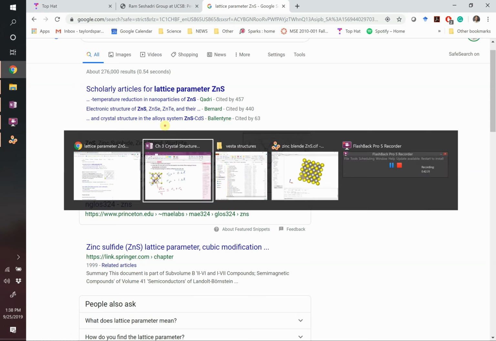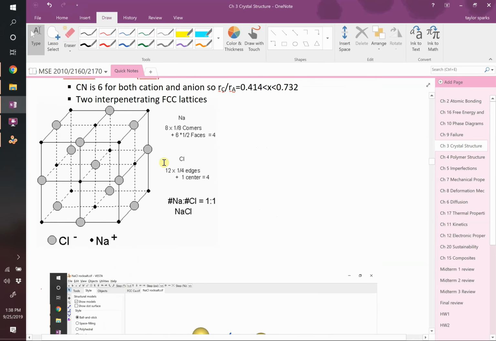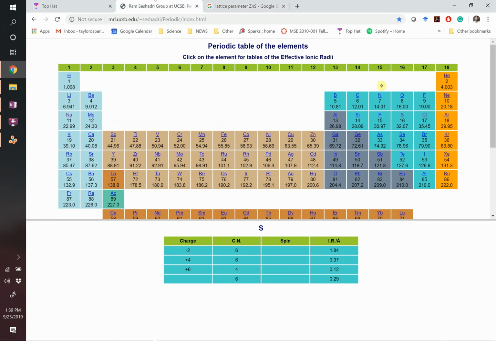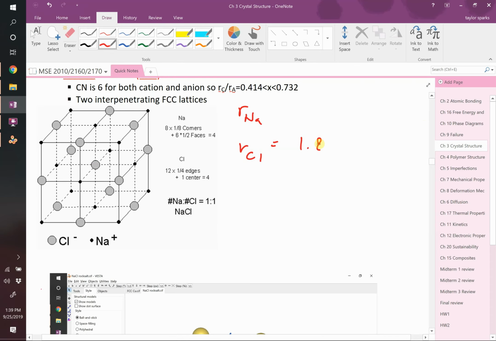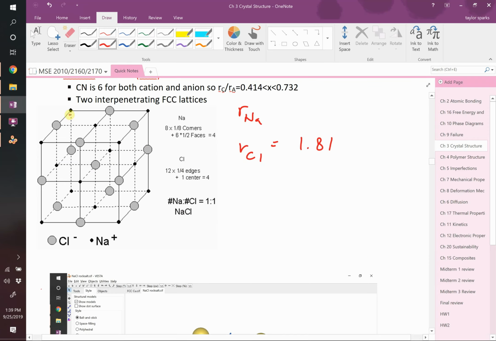Let's do another example. Let's do a simpler one. Let's go back to sodium chloride. Tell me what the lattice parameter of sodium chloride should be. Work this out with your neighbor. I'll remind you that the radius of sodium and the radius of chlorine. Chlorine was, let's double check it, chlorine was 1.81. Sodium is, I think, 1. So what should the lattice parameter be here?